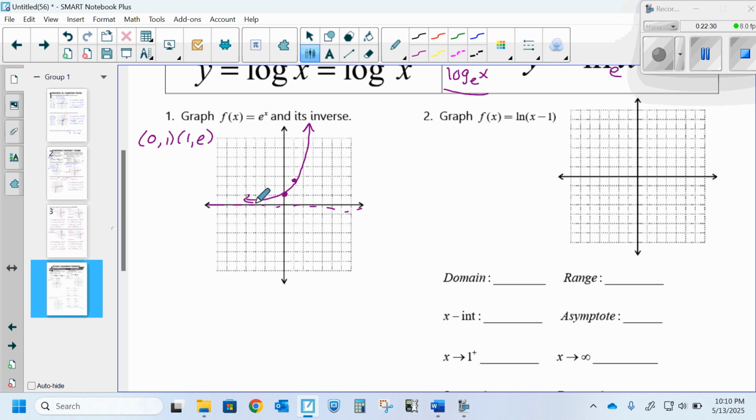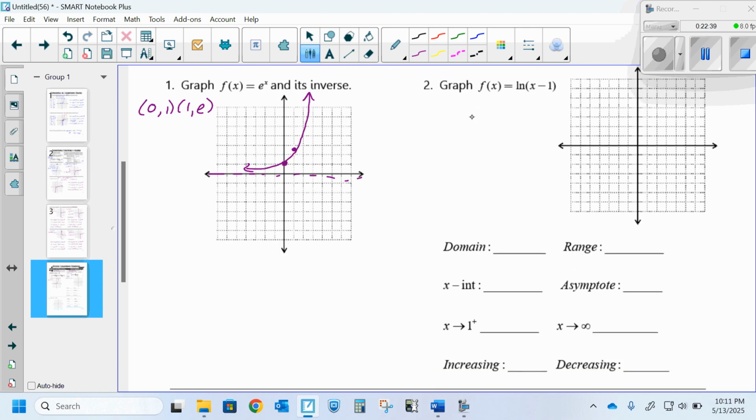Graphs are getting a little better. All right, now we're going to graph the natural log here. But this one does have a transformation. It goes right one. See this? This is your h. Okay, it goes right one. So immediately I want you guys to identify that vertical asymptote.